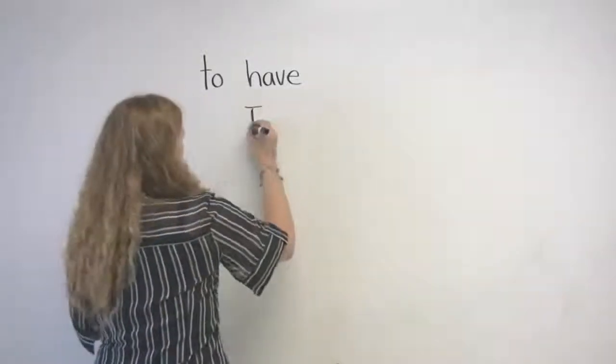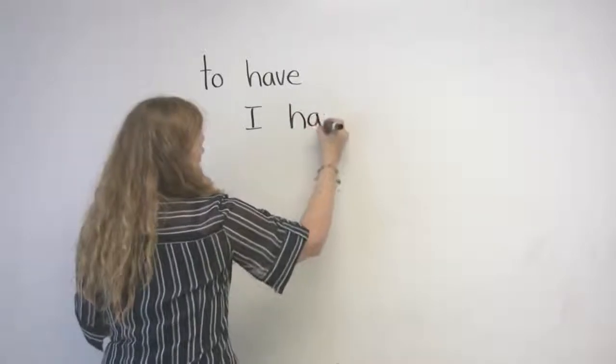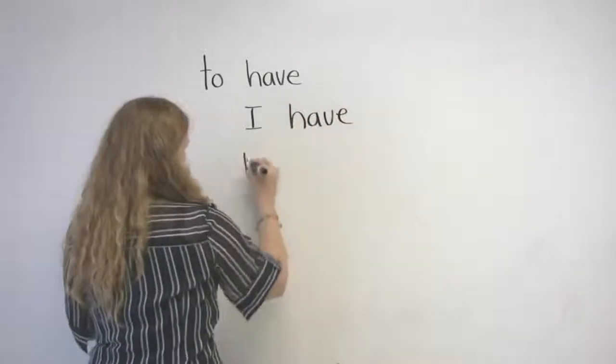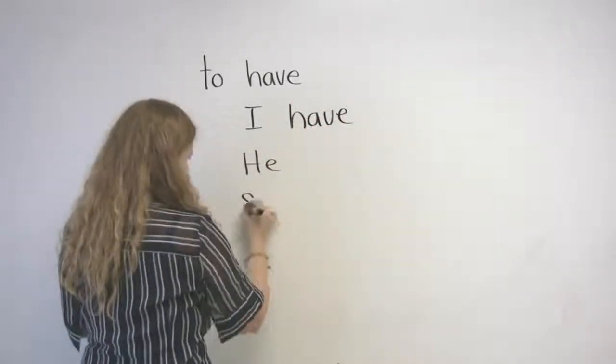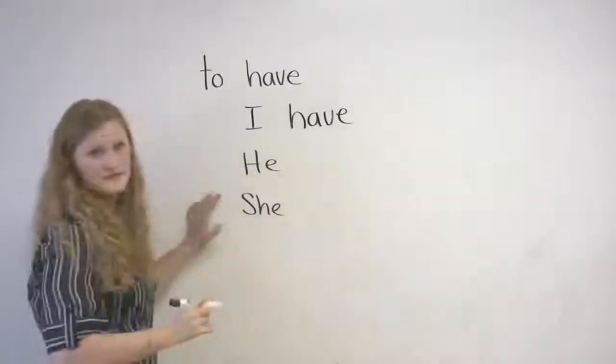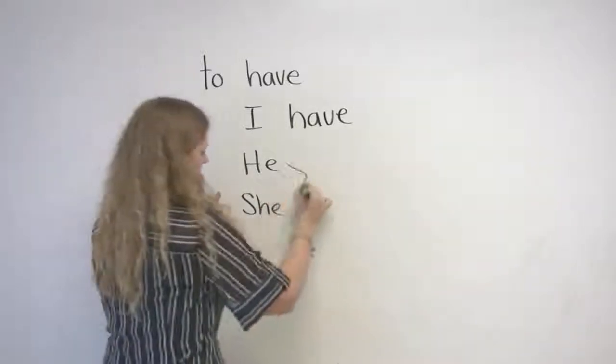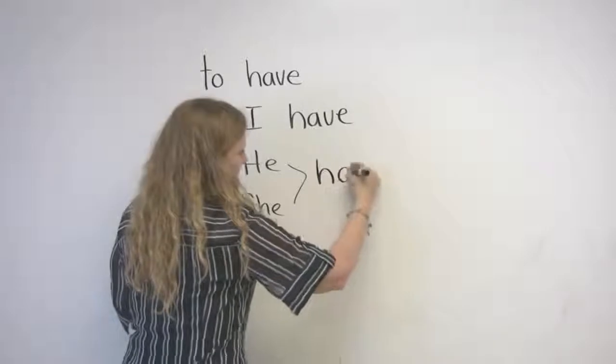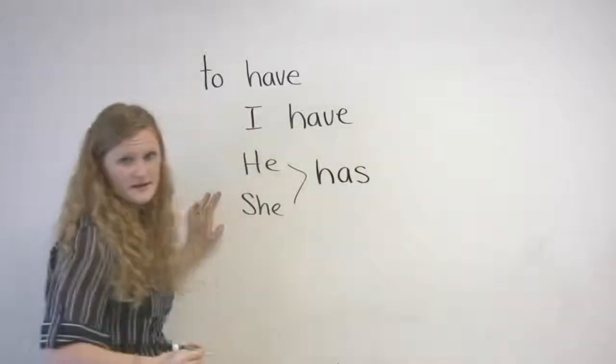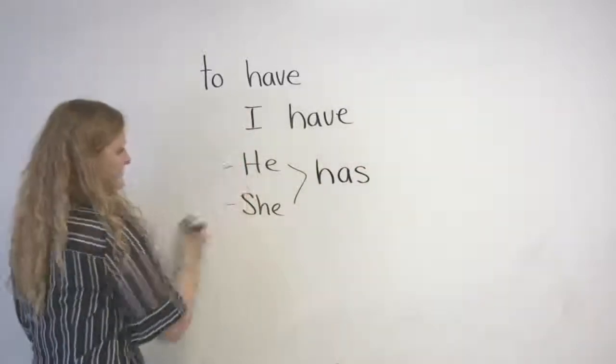We say I have. He and she. These are the ones that are important. We have to use has because these are singular people.